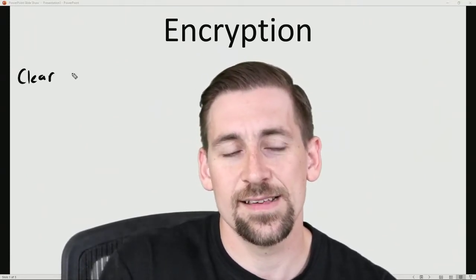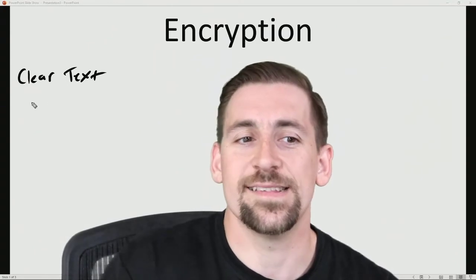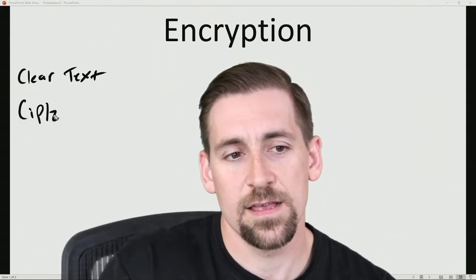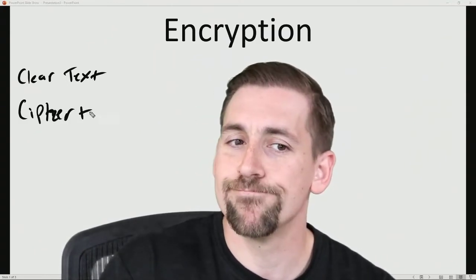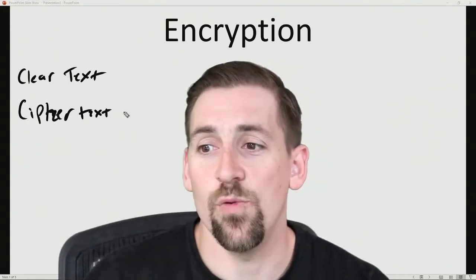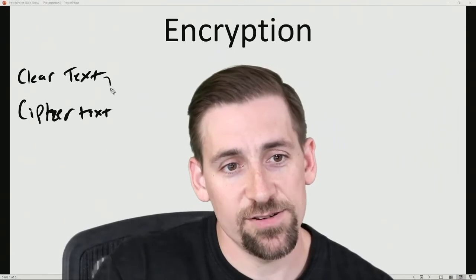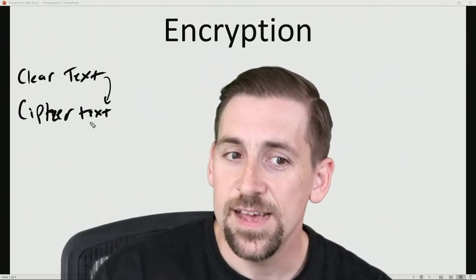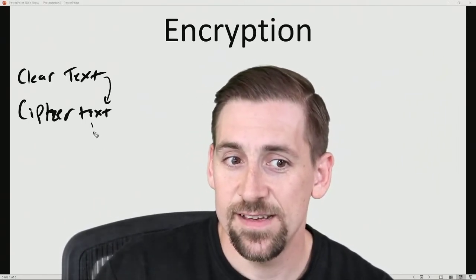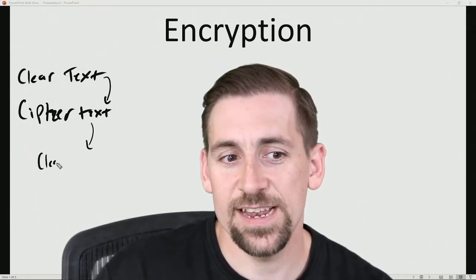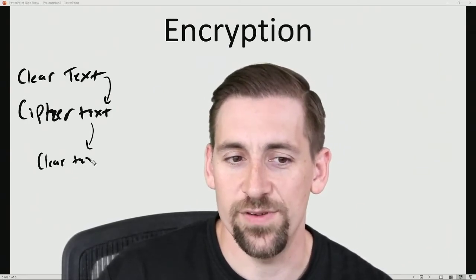Clear text and ciphertext. And so what we do is we use a cryptographic transformation to turn our clear text into ciphertext, and then to turn our ciphertext back into clear text. Notice I didn't give any context as to when or where we would do this, right?